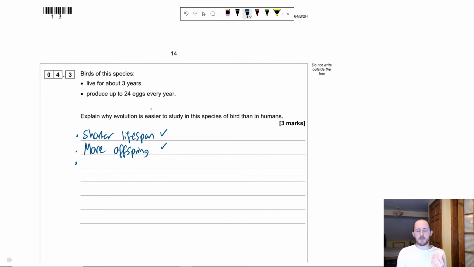So what does that actually mean? And remember, we're thinking of evolution here. Okay? So far, we've stated 2 facts. Shorter lifespan, more offspring. You can get that just from reading the question. So explain why evolution is easier to study in this species of bird than in humans. Well, think of the difference.